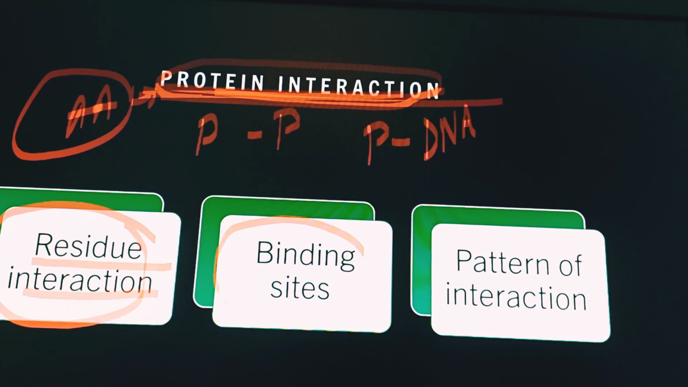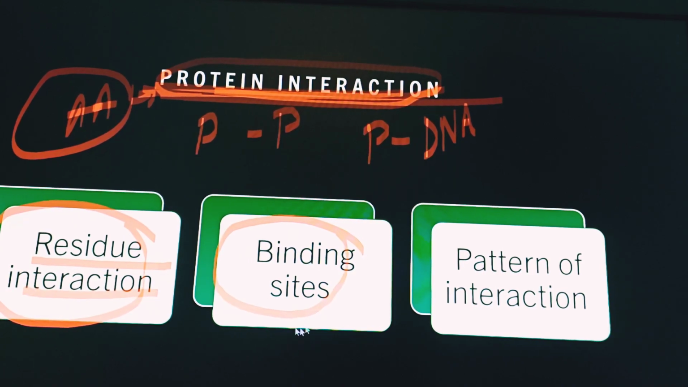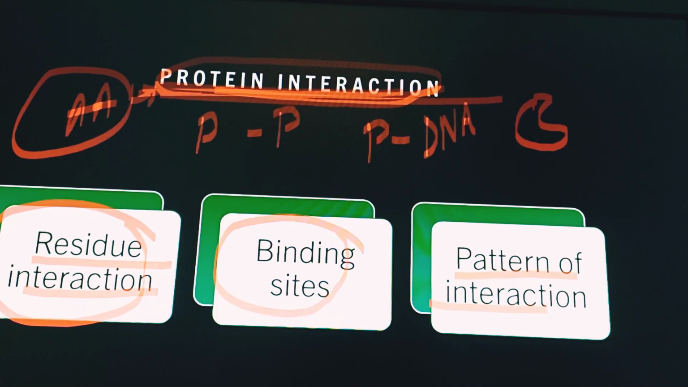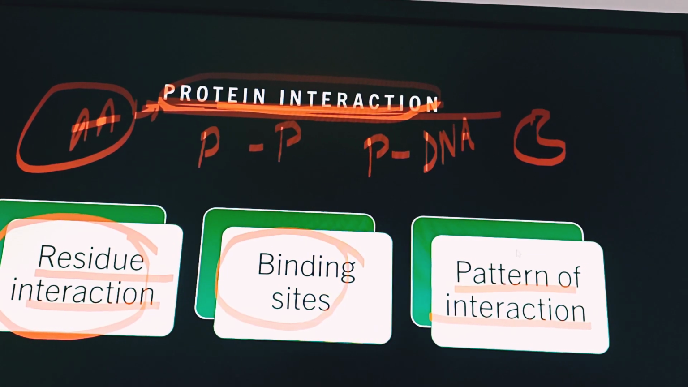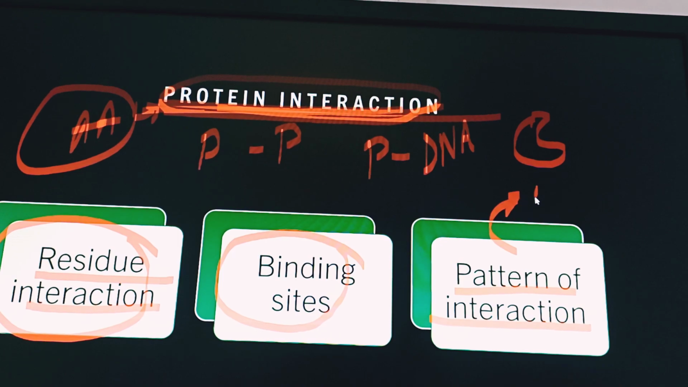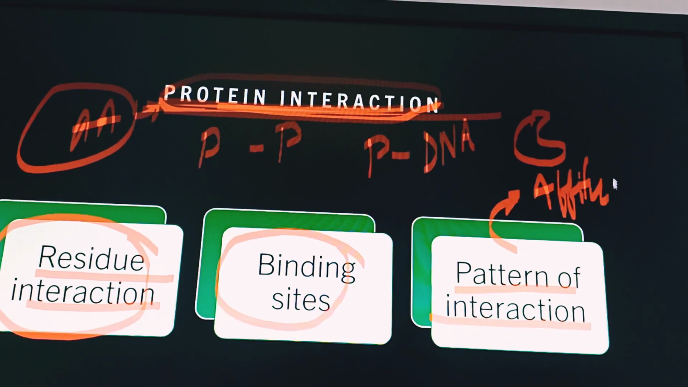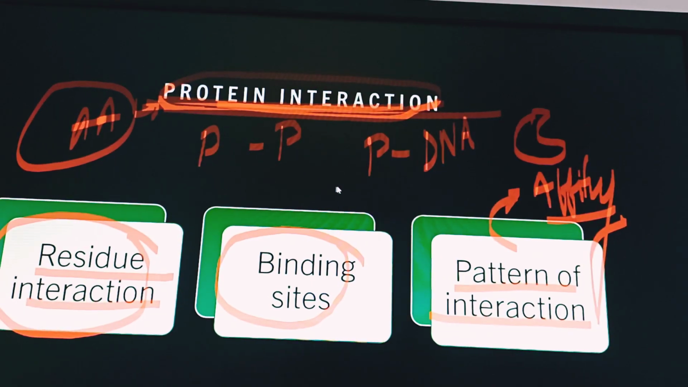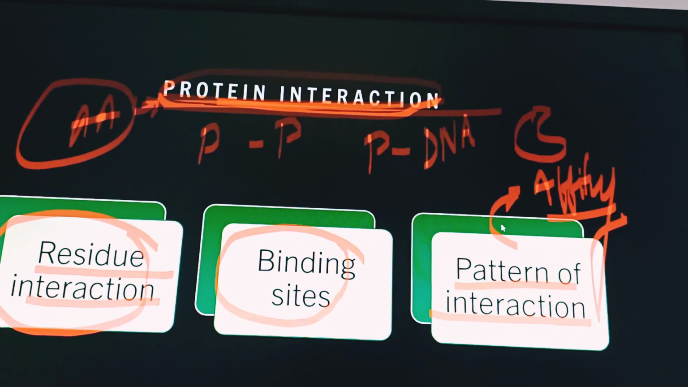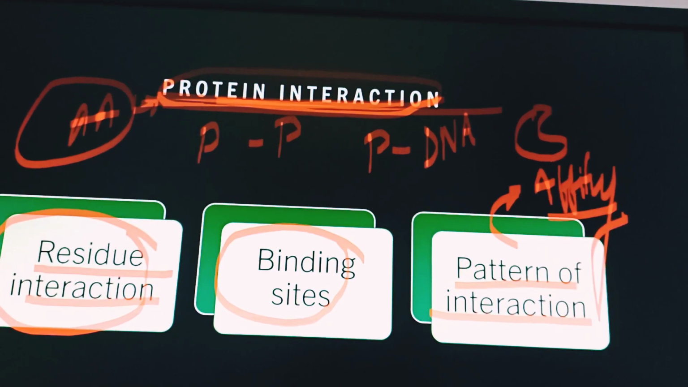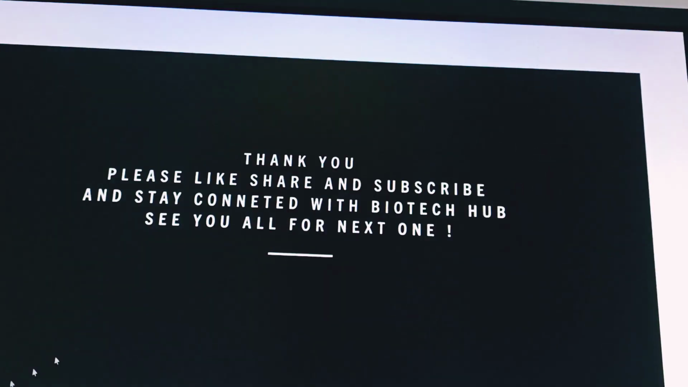We can get to know where the binding sites are present, or what particular amino acid pockets form that binding site. We can get to know the pattern of interactions, like what is the binding affinity, how it is binding, and all. This is a much deeper topic which we can discuss in our further lectures.